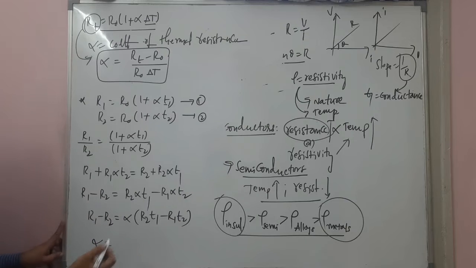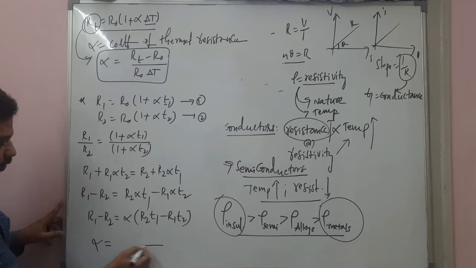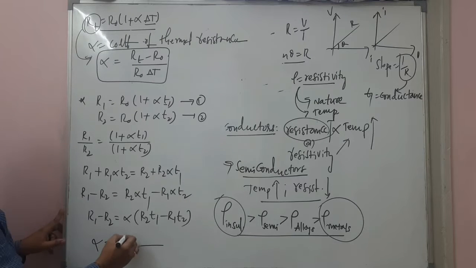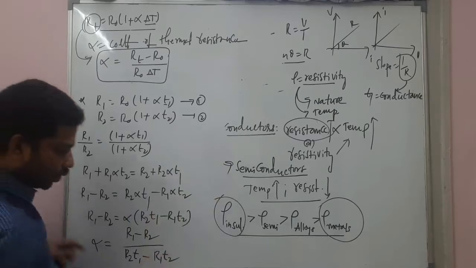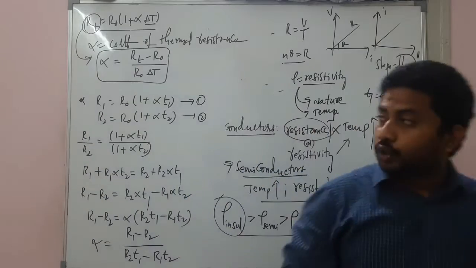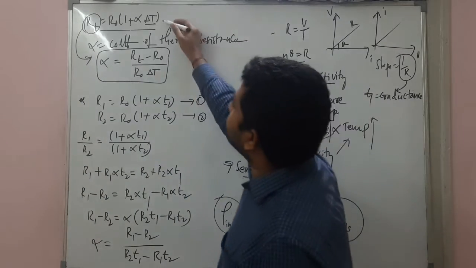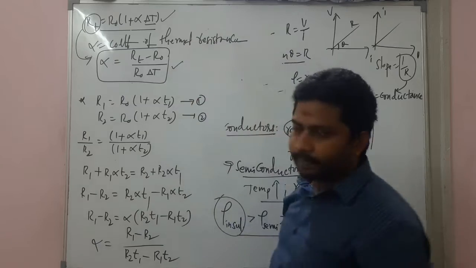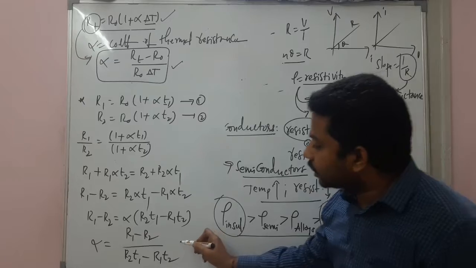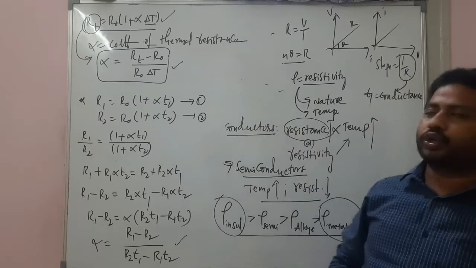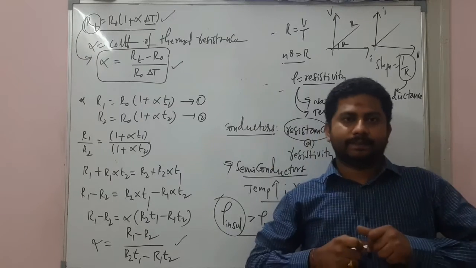And from here, alpha, you get it. Coefficient of thermal resistance. What is that? The numerator is R1 minus R2. The denominator is R2 T1 minus R1 T2. Okay. Clear? So mostly the question will be asked based on this. Sometimes if the question paper is of a higher level, the question goes for this also. You should be ready for doing it.